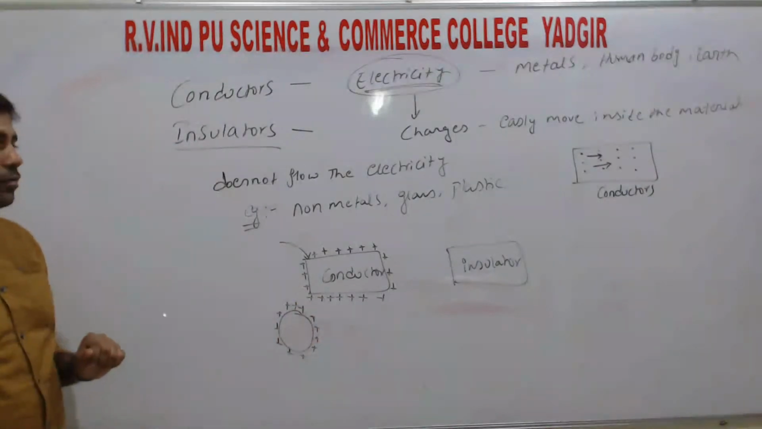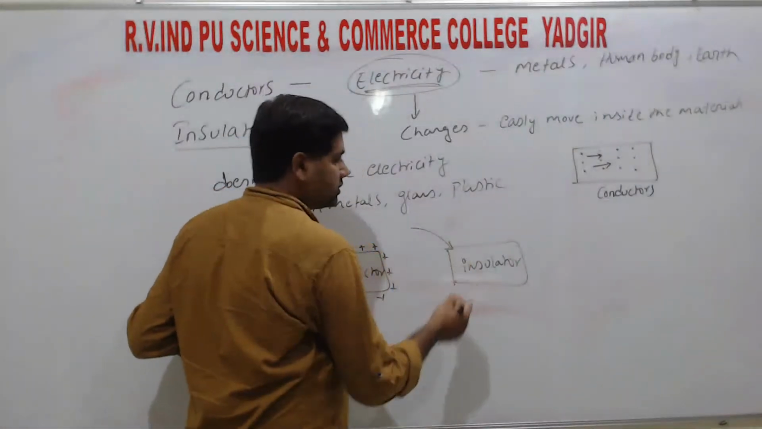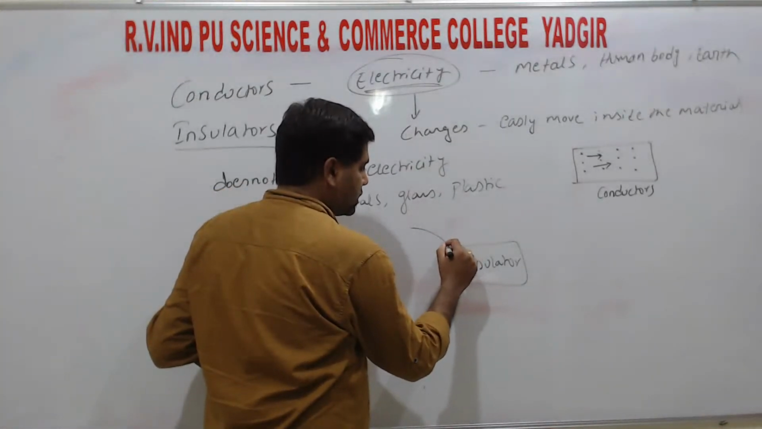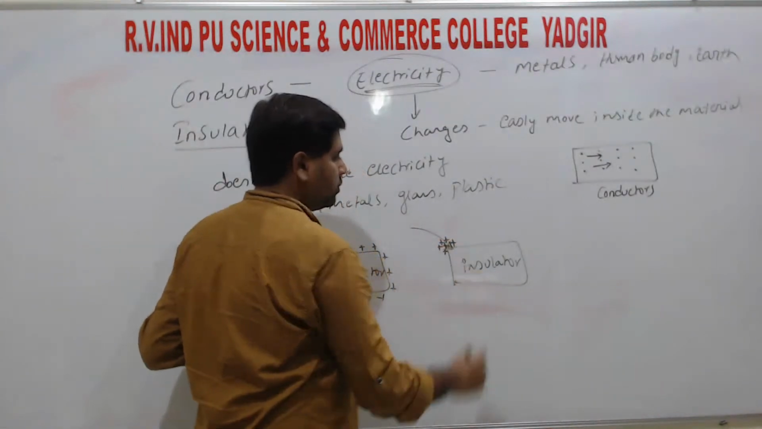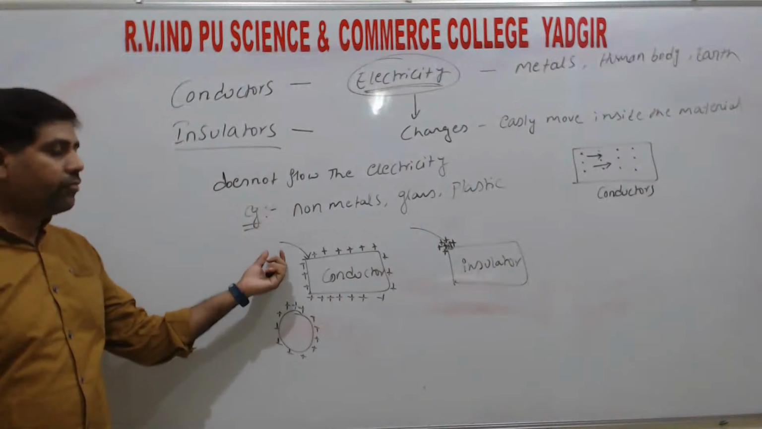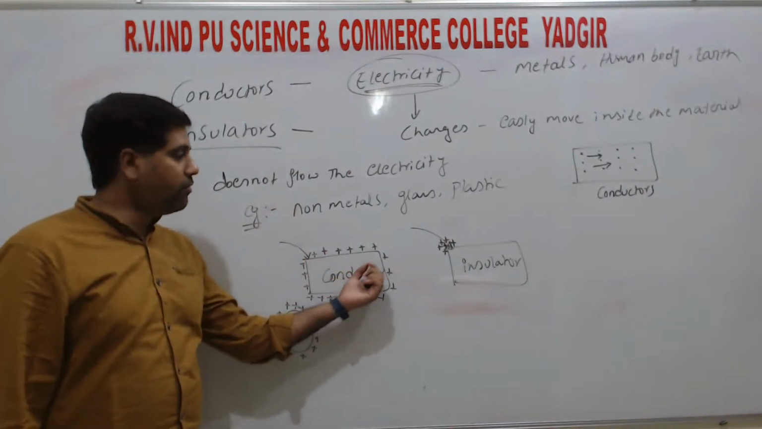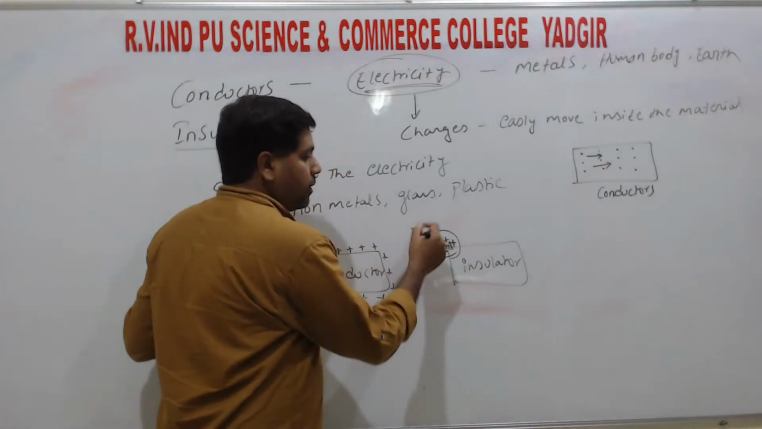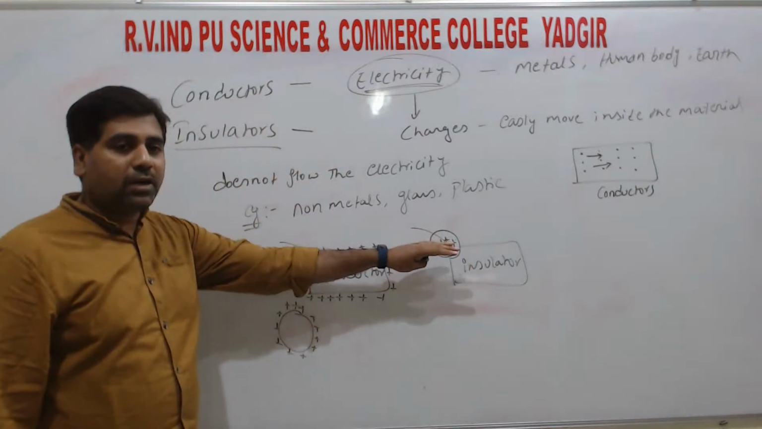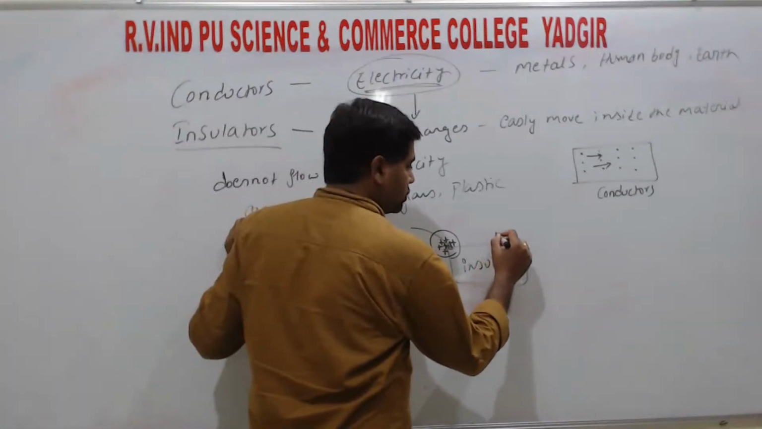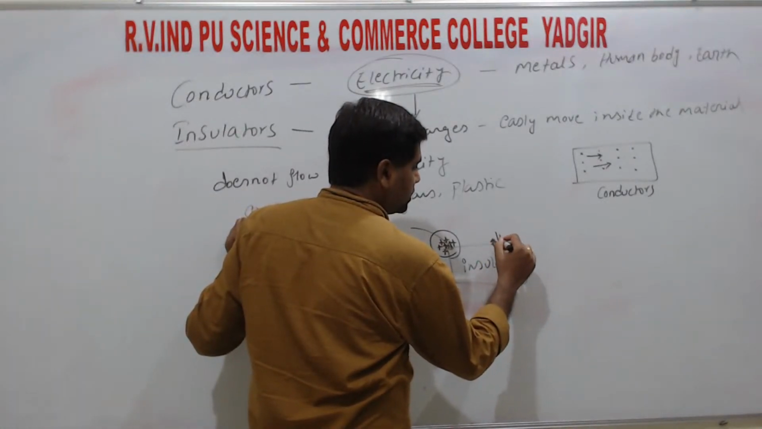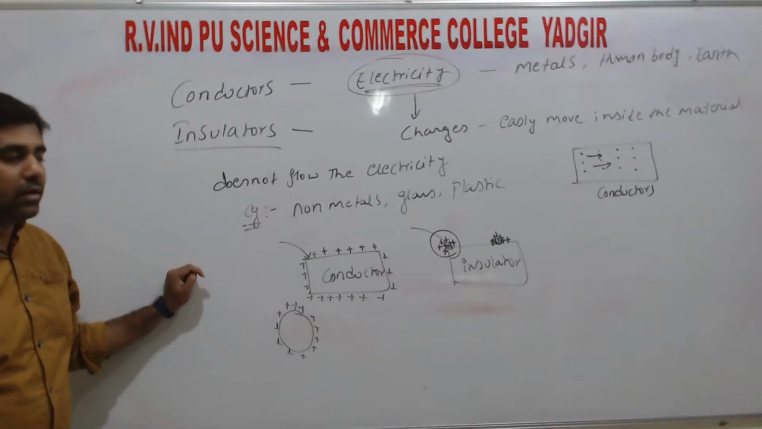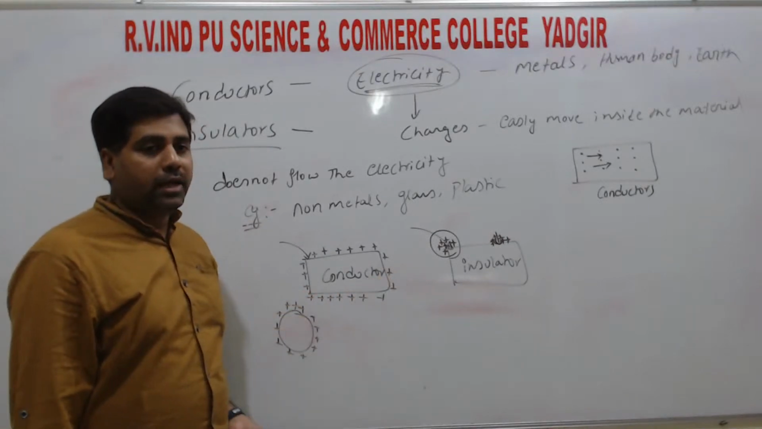Next, if we give the charges to an insulator, that means we electrify the insulator, the charges will reside in that place only, right? This is the difference when charges are given to the conductor and when given to the insulator. At whichever place we give the charges to the insulator, in that place only the charges will reside. It will not flow across the material. That is the difference between conductor and insulator, right?